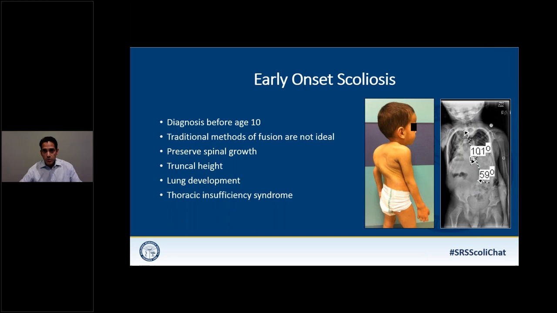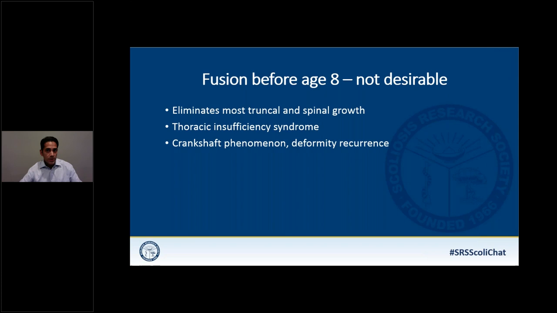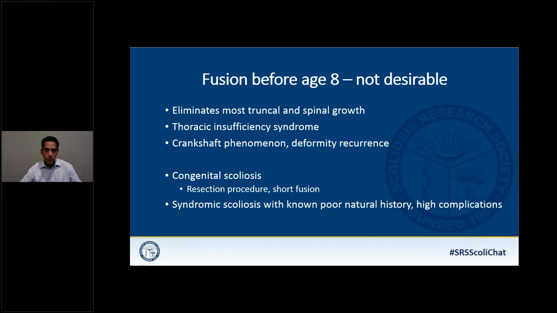Our goals are all the same. We want to preserve spinal growth, truncal height, develop the lungs, but avoid thoracic insufficiency syndrome, which is a particular problem in some of these children with early onset scoliosis. We heard why fusion before age 8 is not a great idea. It eliminates most of that truncal and spinal growth that these kids need. It leads to thoracic insufficiency syndrome and the crankshaft phenomenon, and sometimes you get recurrence of that deformity later over time.